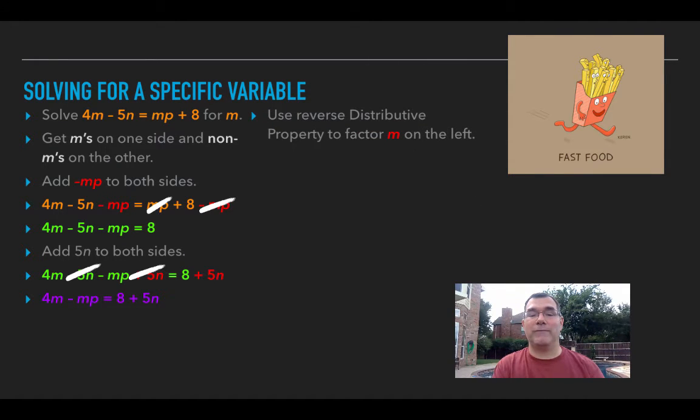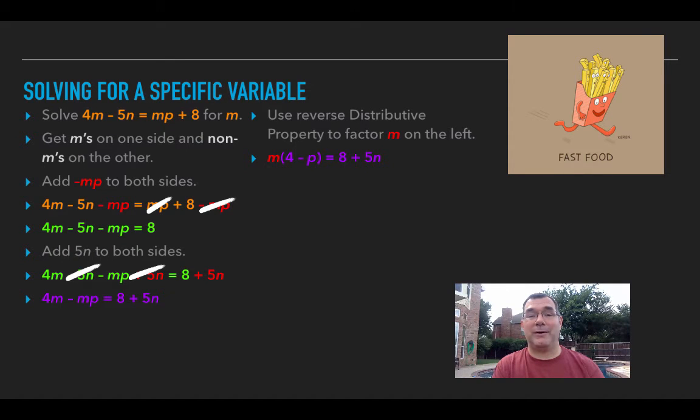So I'm going to use reverse distributive property to factor m on the left. Every term on the left has an m in it, so I can factor that out and write the leftovers in parentheses, kind of like the reverse of distributive property would look like. So you're kind of working backwards. So if I take m out of 4m, I'm left with 4, and if I take m out of negative mp, I'm just left with the negative p.